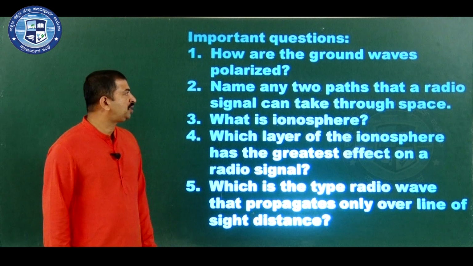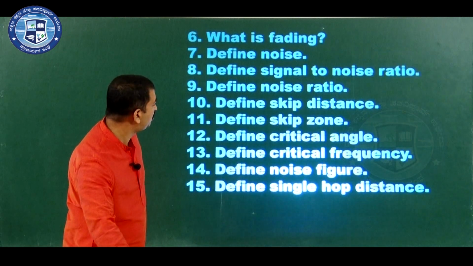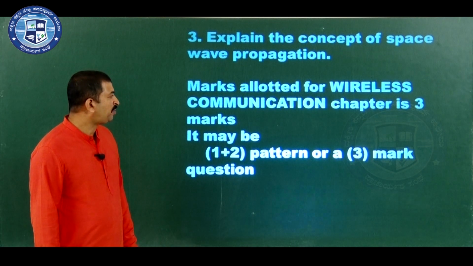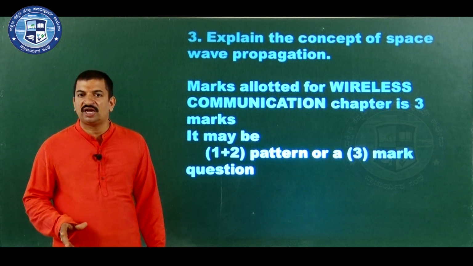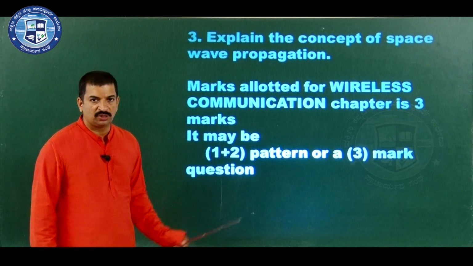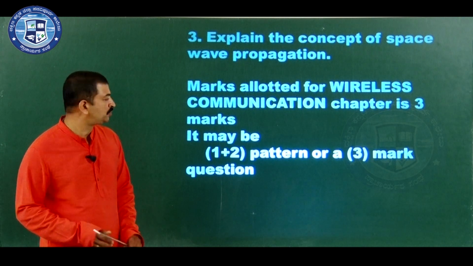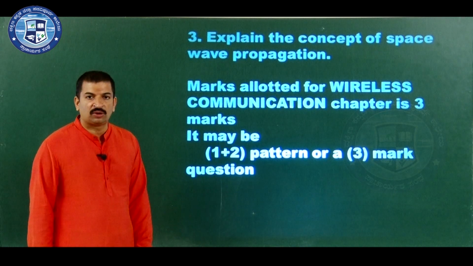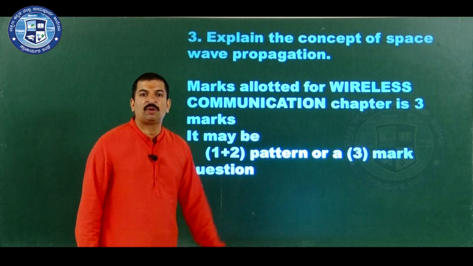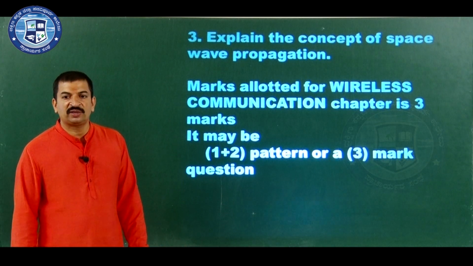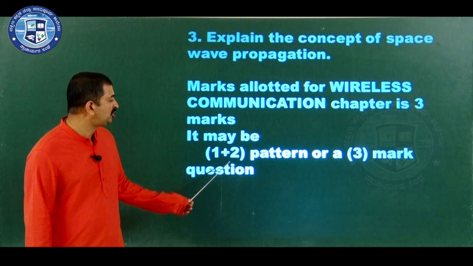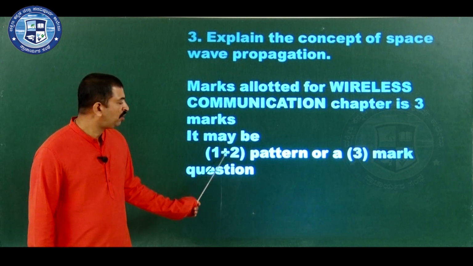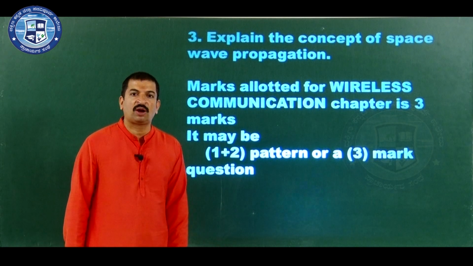Let me give you some important questions from this chapter. Before that, let us discuss the question paper pattern of this chapter. The maximum marks allotted for the wireless communication chapter is only 3 marks. Students, note down this, only 3 marks. It may be one 1 mark question and one 2 mark question, or it may be a single 3 mark question. You cannot expect any essay type questions from this chapter. So, total 3 marks, or it may be a single 3 mark question.